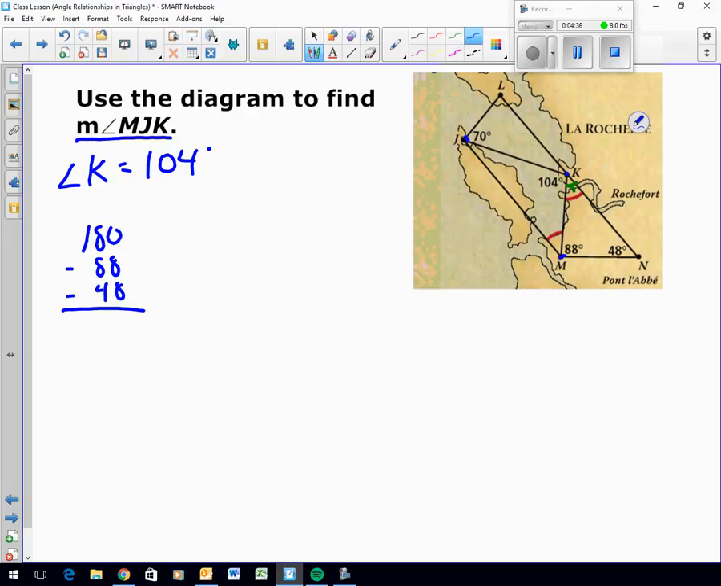It's actually not easier, there are some more steps involved, but whatever you want to do, it's not wrong. Okay, so what is 180 minus 88 minus 48? 44.